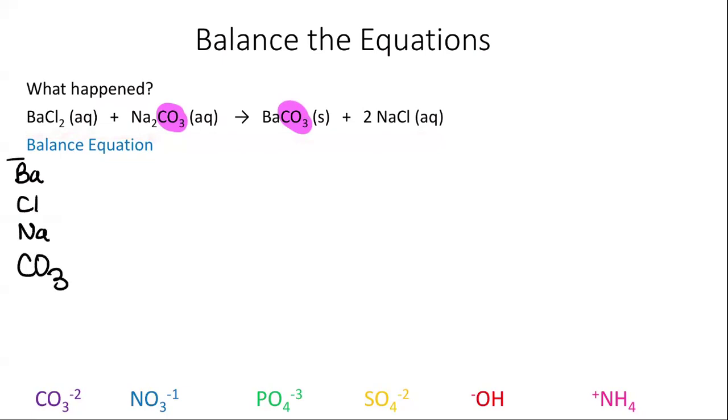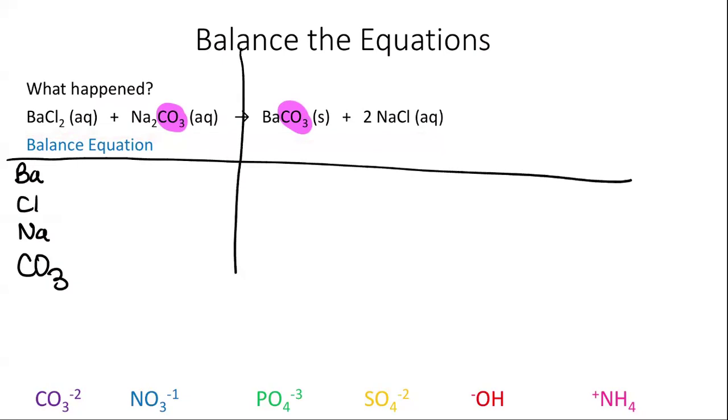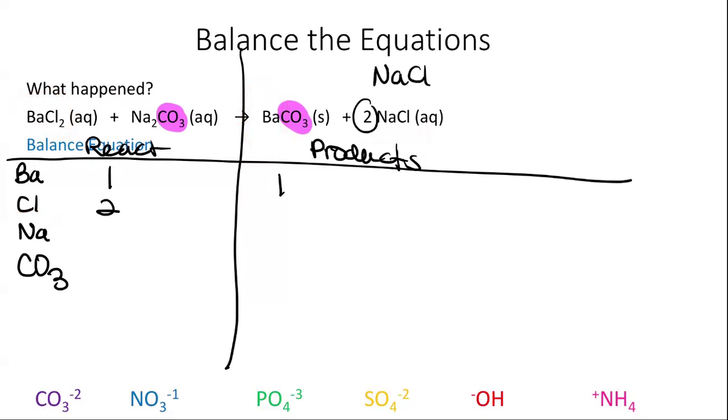Again, I'm not including the charges, not because they're not there, but because we just don't need them for balancing equations. And reactants, products. How many barium do I have in the reactant side? Just one. How many barium do I have in the product side? Just one. How many chlorine do I have in the reactant side? Two. How many chlorine do I have on the product side? Well, there's already a 2 there, so that told me I have 2 NaCl's, which means I have 2 chlorines.